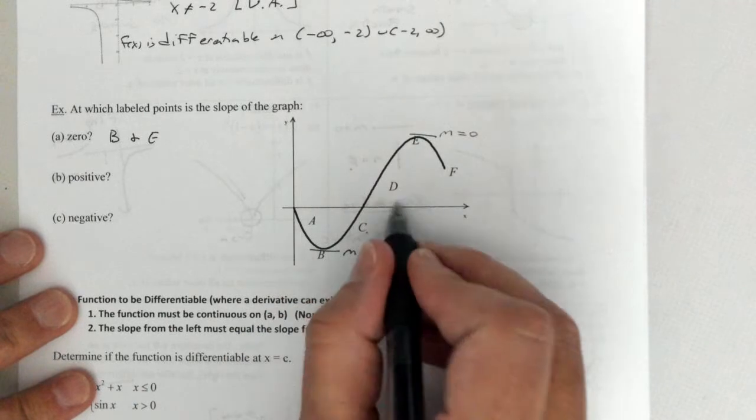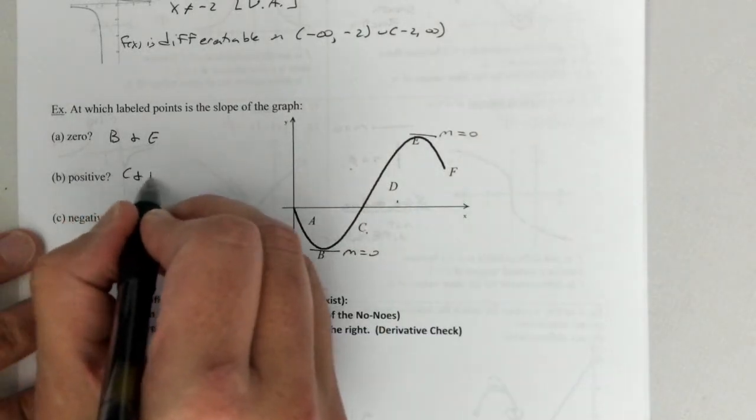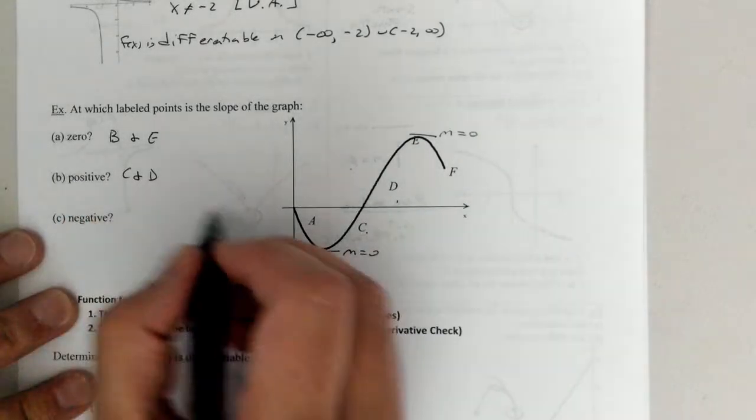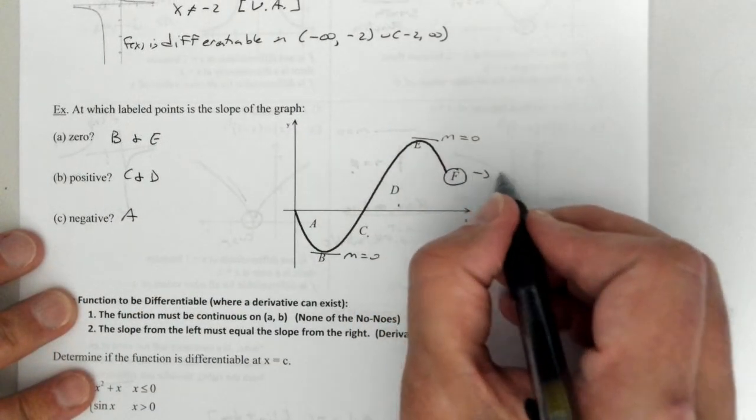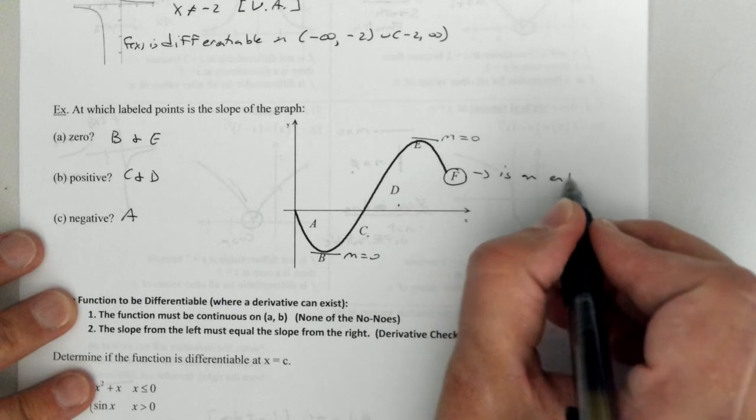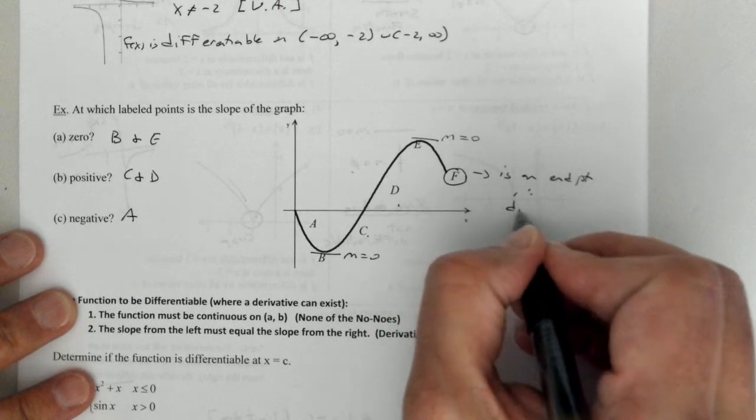Positive, C and D. Where's the slope positive? Not the value, but the slope. Where is this negative? It looks like A. A lot of people say, well, what about F? Well, F is an endpoint. Remember, we can't have an endpoint. So therefore, it's not differentiable.